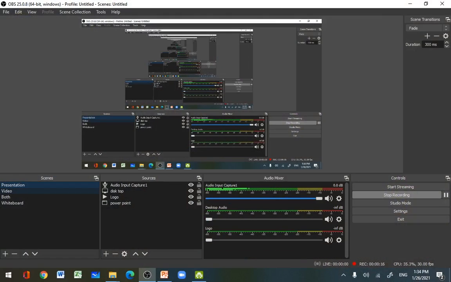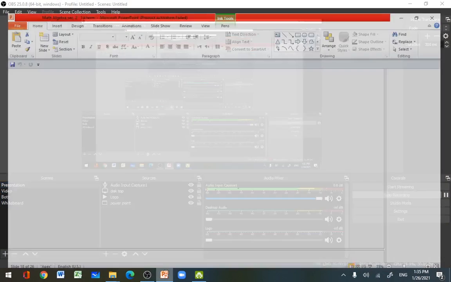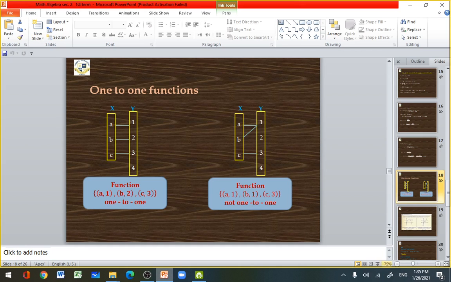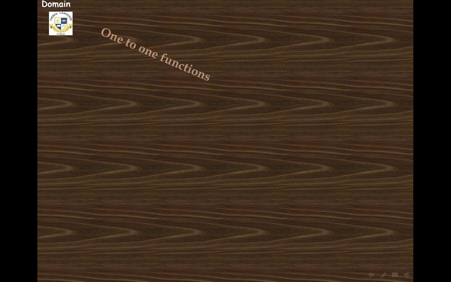Today's lesson is called one-to-one function, and this lesson is given only for scientific section. Let's start. The one-to-one functions.